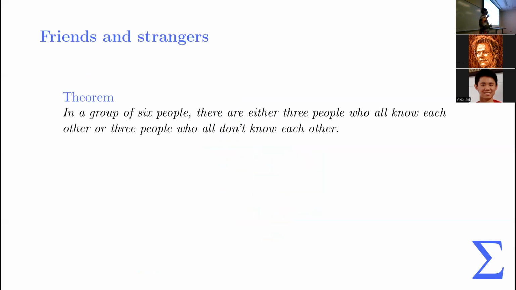All right. Well, here's the theorem. In a group of 6 people, there are either 3 who know each other or 3 who don't know each other. Also, feel free to stop me if you have any questions. We're going to start moving into the proof of this.